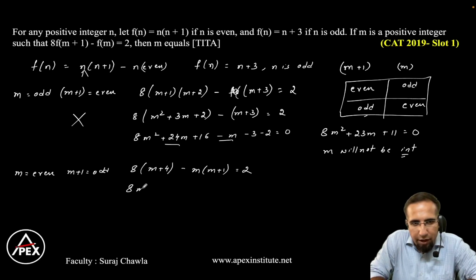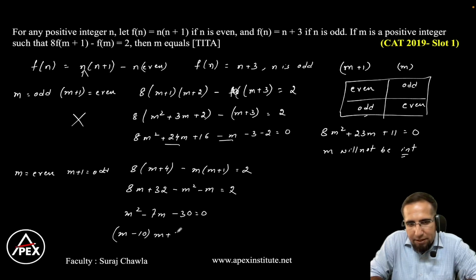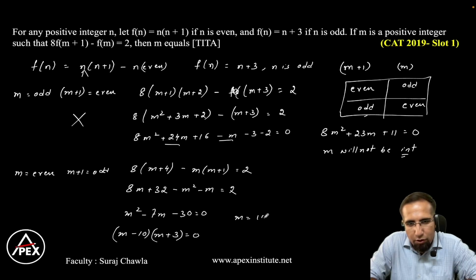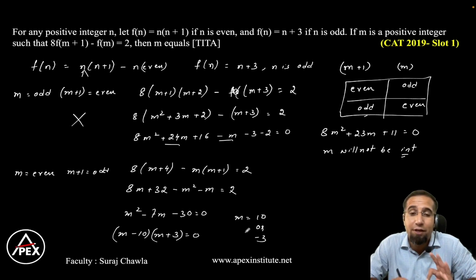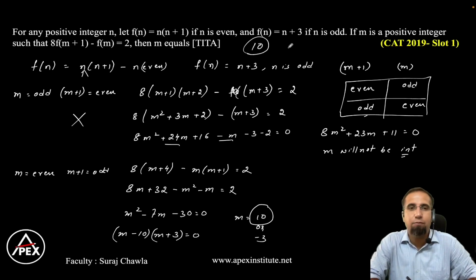So what do we get finally here? We get 8m plus 32 minus m square minus m is equal to 2, or finally we have m square minus 7m minus 30 is equal to 0. So what do we get here? We get (m minus 10) into (m plus 3) is equal to 0, and we get two values of m. So what are the values of m? m is equal to 10 or m is equal to minus 3, but I'm clearly told that m is a positive integer. If m is a positive integer, m is equal to 10, and therefore 10 becomes our final answer.